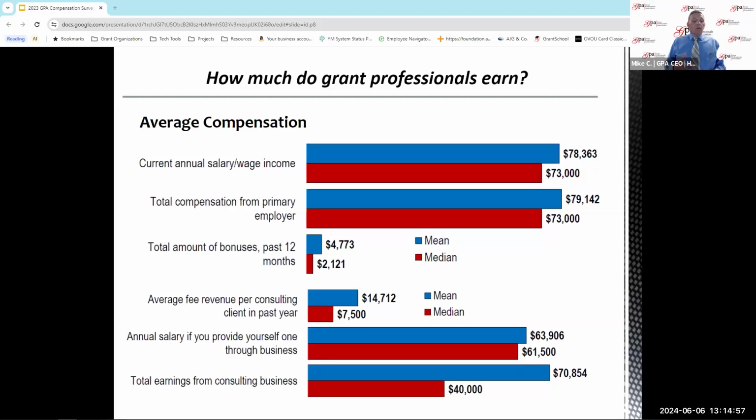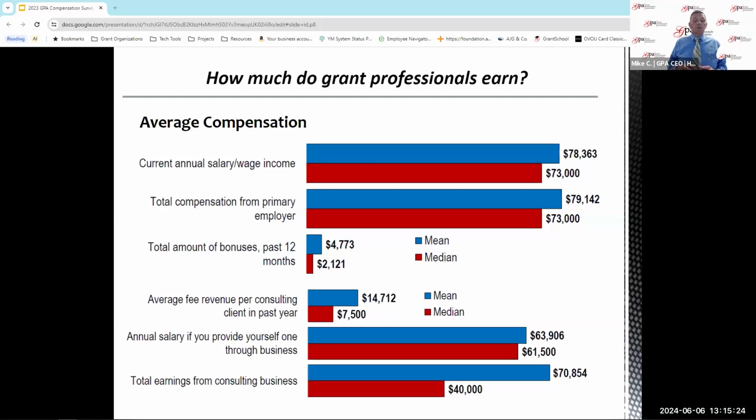So average salary and average compensation. The last screen was more about hourly rates. This is total compensation. Participants reported an average current annual salary mean of just over 78,000 and a median of 73,000. So again, this is where that mean versus median comes into play. So 50% of the respondents earned less than 73,000 and 50% earned more than 73,000.